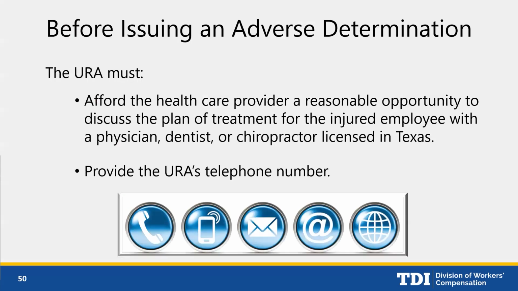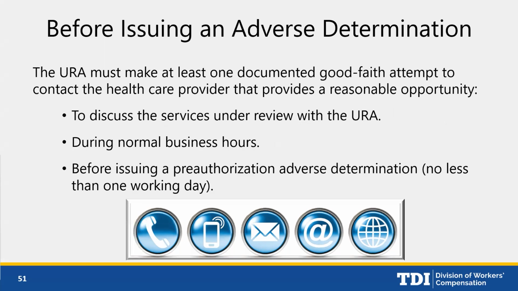So before they issue that adverse determination, they must afford you, the requester, the healthcare provider of record, a reasonable opportunity to discuss the plan of treatment before they issue that adverse determination. They must have provided the URA's telephone number. They have to document this effort to talk to you, and it should be a good faith attempt to contact you. Sometimes we hear that they call on Fridays late in the day.